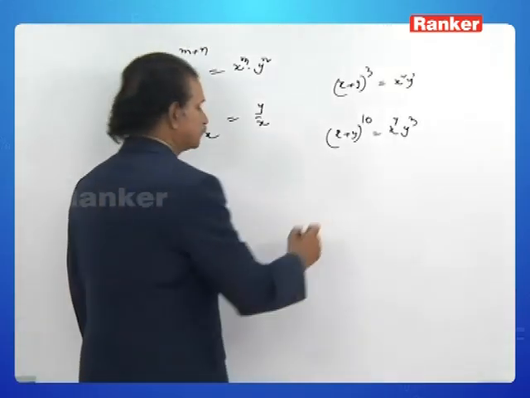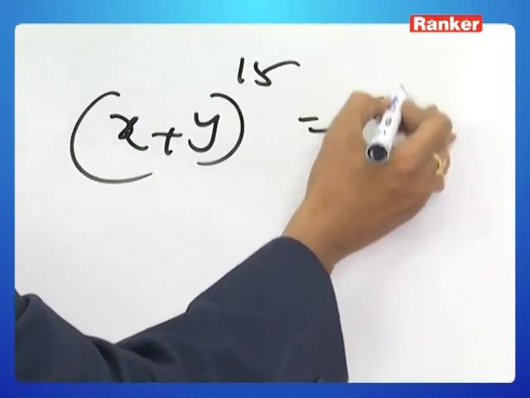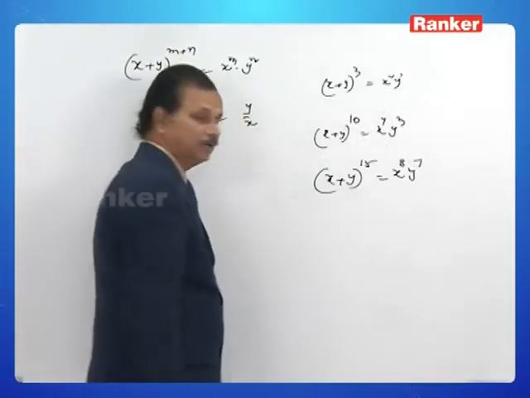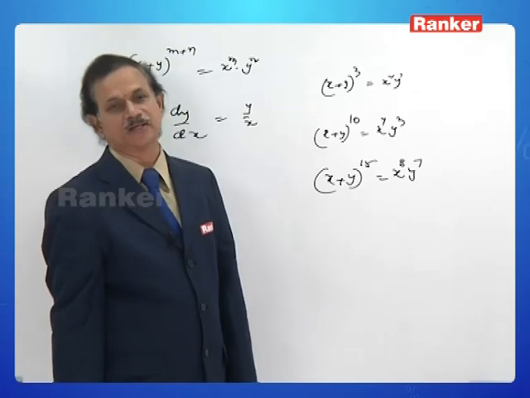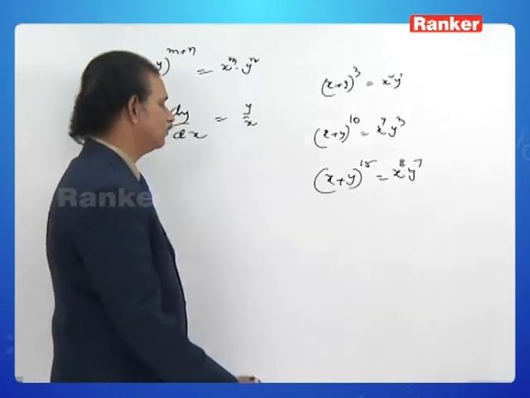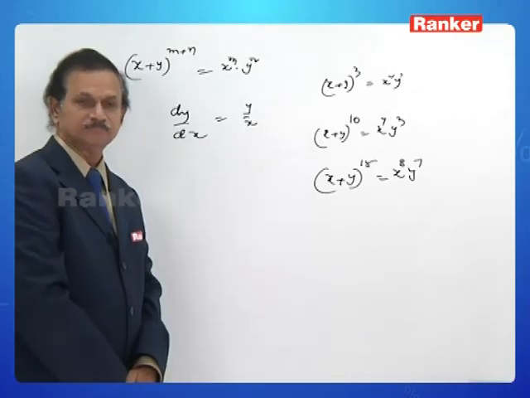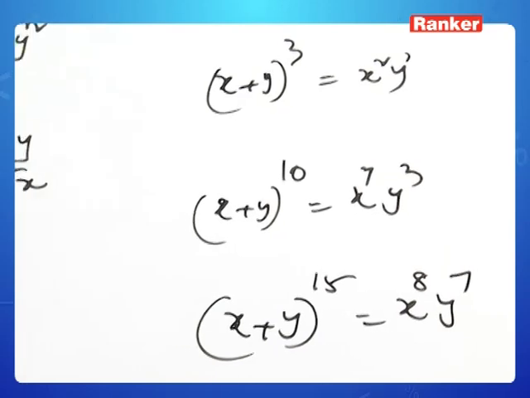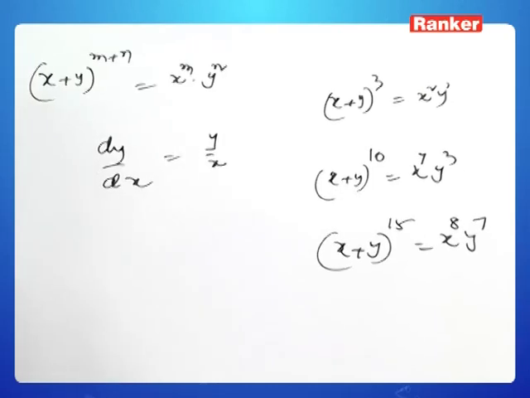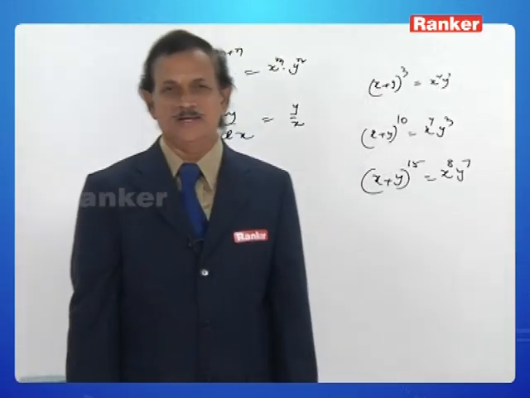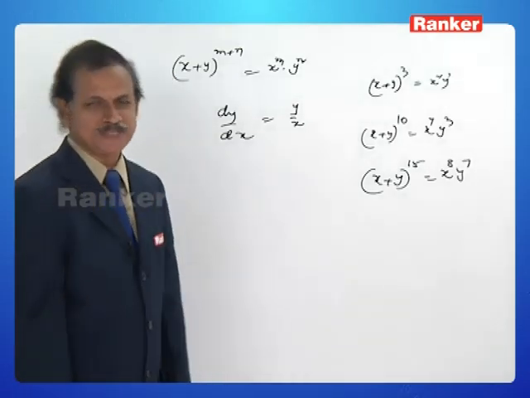(x + y)^15 = x^8 y^7. Again m is 8, n is 7, m plus n is 15, so dy by dx is equal to y by x. Like that we have the answer. So it is a beautiful model. The reusability of the result can be observed here, surely. And it can easily be verified if you proceed, no problem about that.